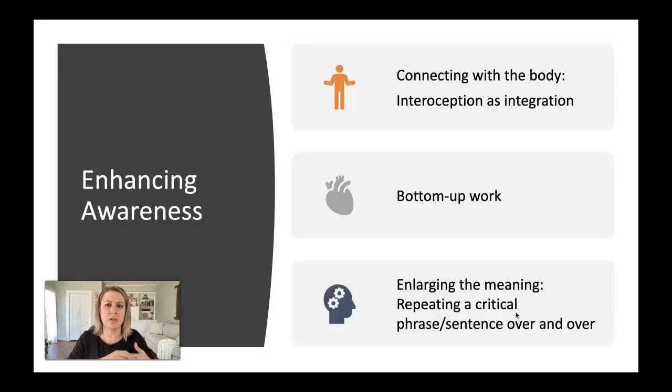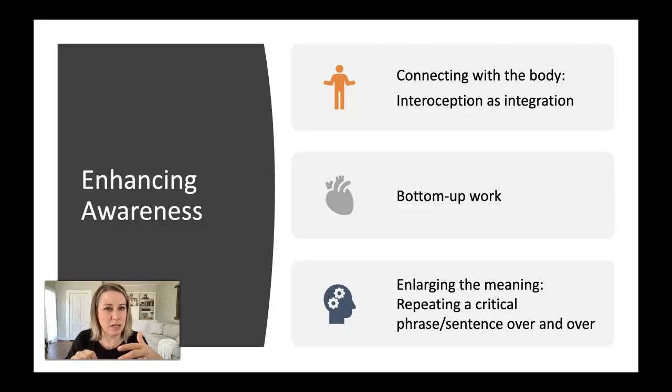Another great way to help enhance a client's awareness is to invite them to repeat a critical phrase over and over again. Sometimes we say something very profound, very meaningful, but we sort of just skip right over it. We bounce right past it and we keep going. If you notice that your client has done this, ask them to pause for a moment and invite them to go back and restate that phrase that you believe is really impactful.